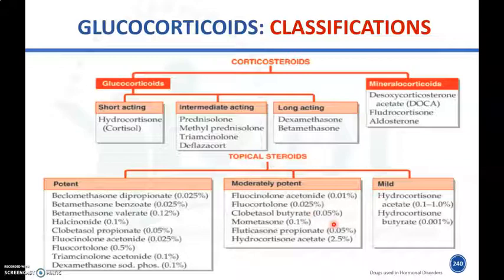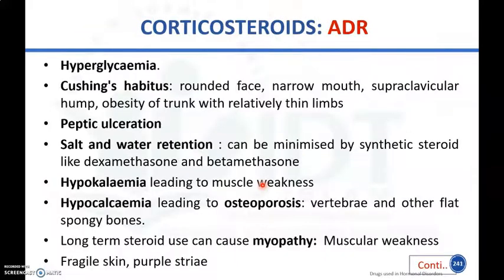So these are the drugs which are used as an anti-inflammatory drug for topical action. Now coming to the adverse drug reactions of corticosteroids, it may include both mineralocorticoids as well as glucocorticoids. So an important area is hyperglycemia. There will be an increased blood glucose level while using these glucocorticoids or mineralocorticoids. And the second area is cushingoid habitus. There will be a disturbance in distribution of lipid.